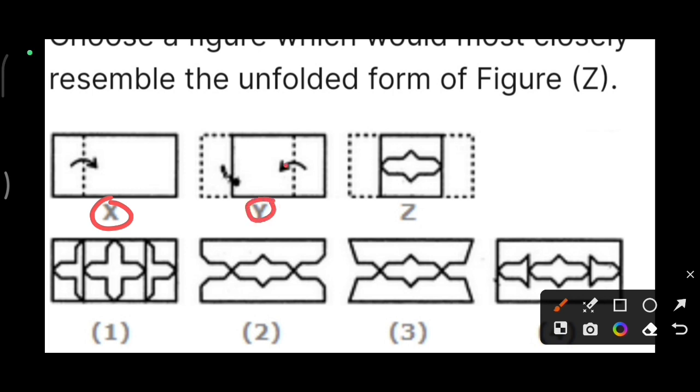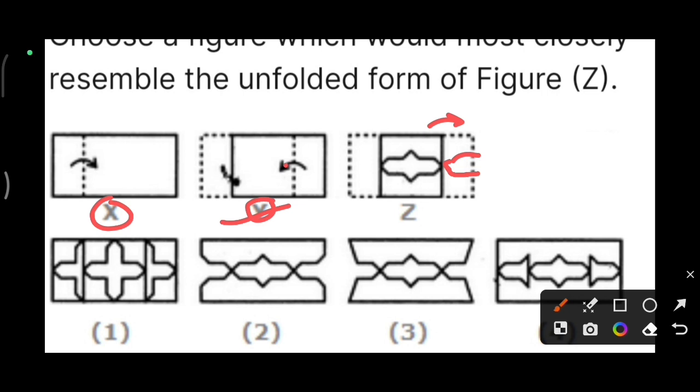In the Y, in the Z, he has made the cut like this. So first unfold the last fold. When we unfold in this manner, like here, this will be something like this, you can see. And let us unfold. So we have unfolded the Y.